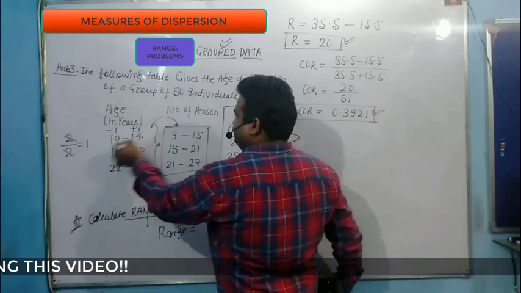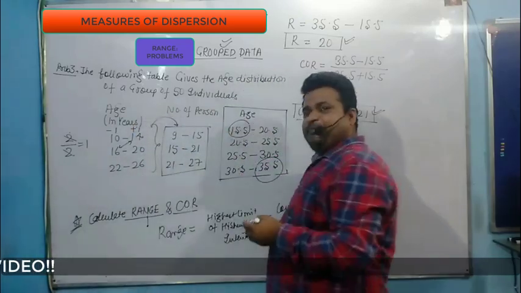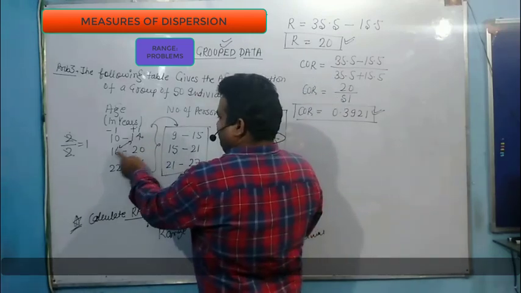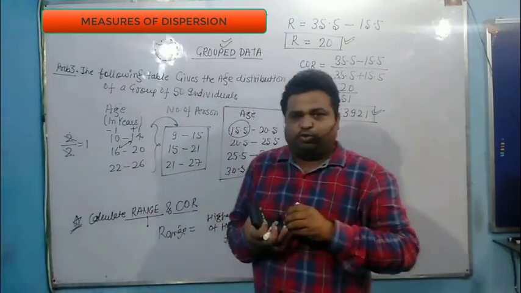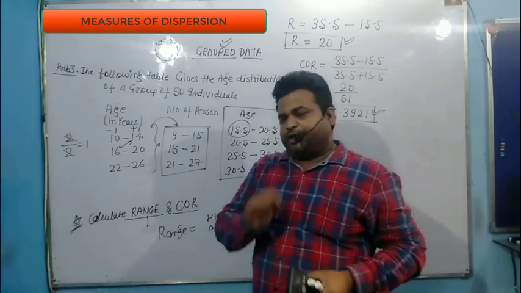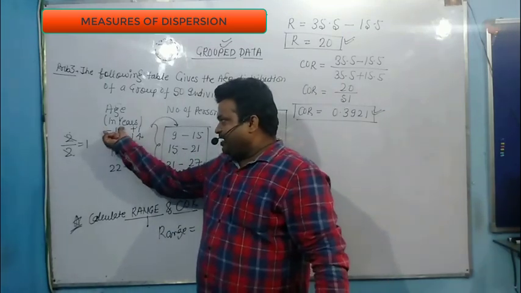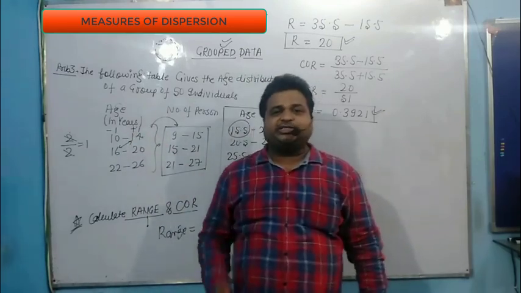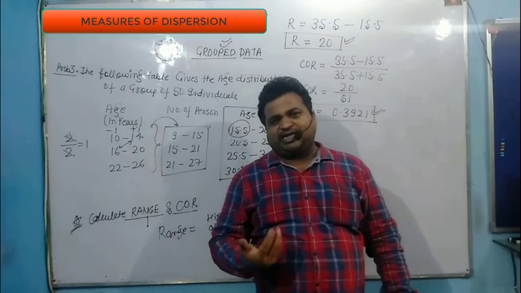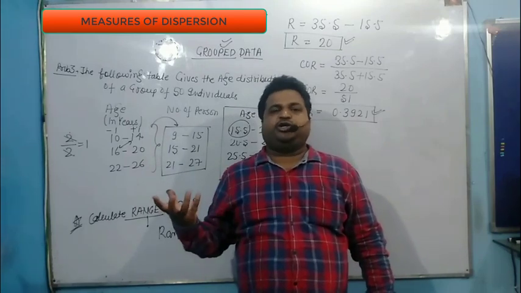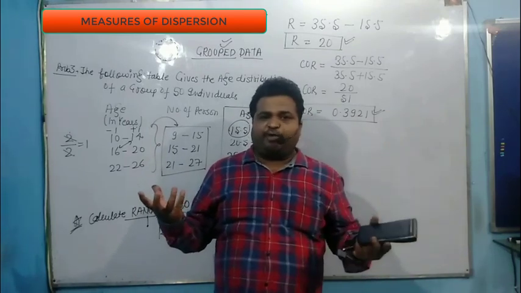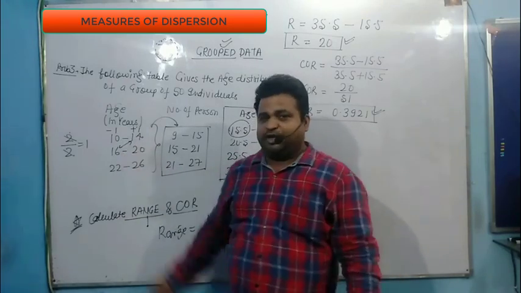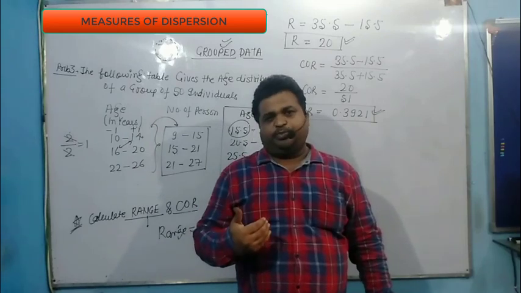So you are converting this discontinuous form into continuous by keeping the trick in mind: what is the difference between these two, and divide the value by 2. The value which you got is subtracted from the lower limit and added to the highest limit. So this is the concept. I hope you understand how we convert the discontinuous form of data into continuous form of data, by taking the difference of these two values divided by 2.